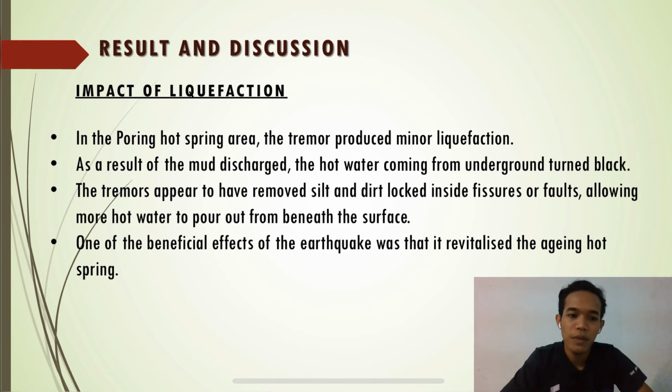Last but not least, impact of liquefaction. In the Pering hot spring area, the tremor produced minor liquefaction. As a result of the mud discharge, the hot water coming from underground turned black. The tremor appeared to have removed silt and dirt locked inside fissures of rock, allowing more hot water to pour out from beneath the surface. And lastly, one of the beneficial effects of the earthquake was that it revitalized the aging hot spring.